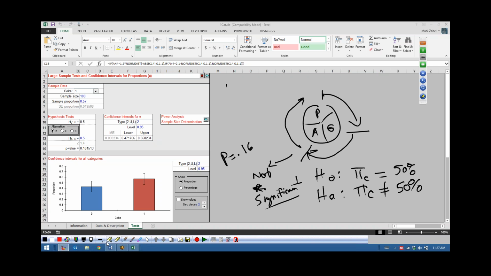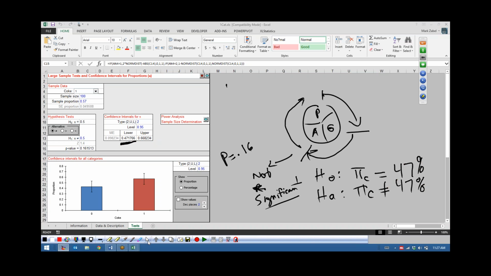Let's change this, just to drive home the point here. What if we said, instead of 50%, I don't know why we'd be interested in it, but what if we said 47%? Now I'm just using the data here to drive me on this. What if we said, is it 47% versus not equal to 47%? Seems like a stupid question, and it is, but I want to illustrate a point here. Notice that 47% is just outside of the confidence interval.